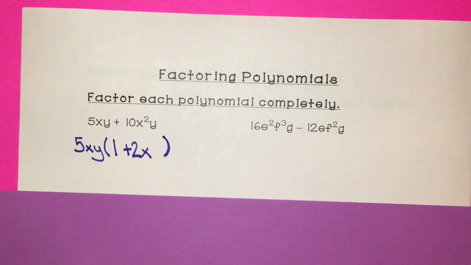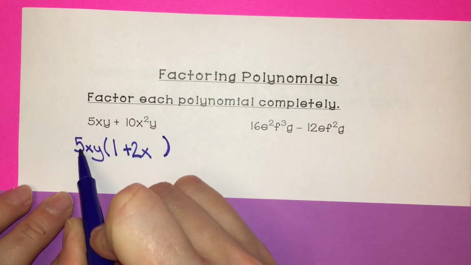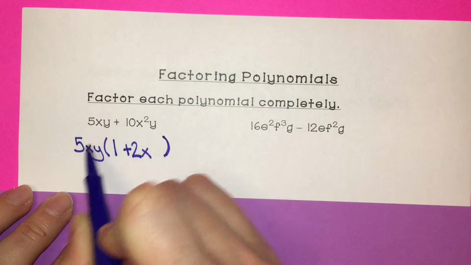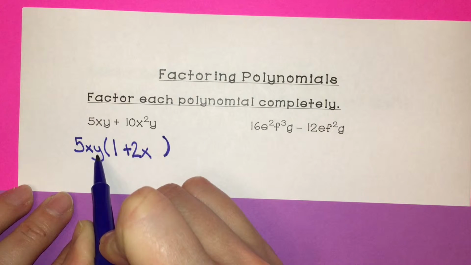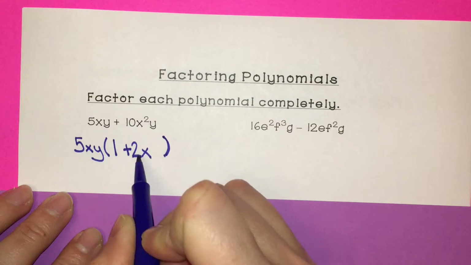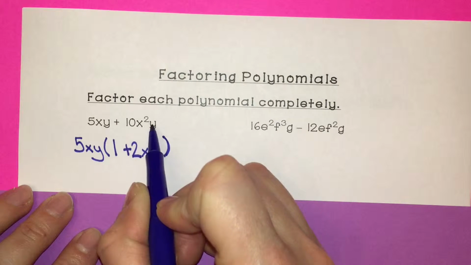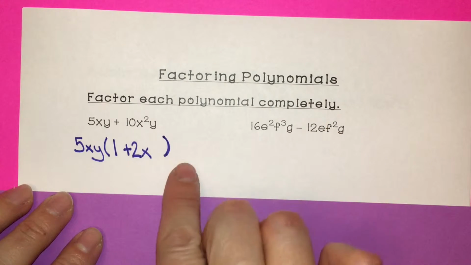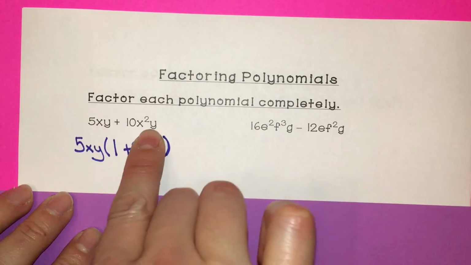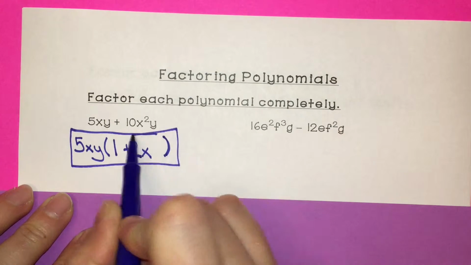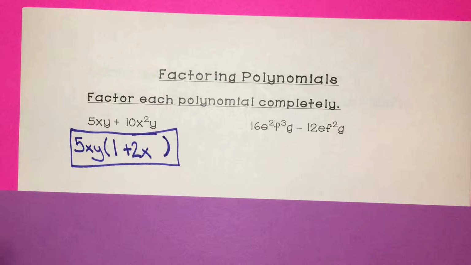You can see it's the opposite of multiplying, because if I redistribute, 5xy times 1 gives me 5xy, plus 5xy times 2x. 5 times 2 is 10, x times x is x squared, and we have the y. So if we redistribute, we should end up with our original answer. So this is our polynomial factored.